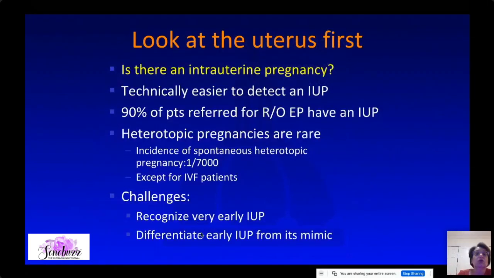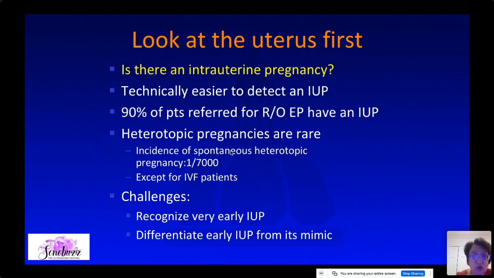So when I have a question in ectopic pregnancy, the first thing I do is look at the uterus, because it's easy to diagnose an intrauterine pregnancy, right? 90% of patients who are referred for rule-out ectopic actually have an IUP. And heterotopic pregnancy, or the presence of an IUP with an ectopic pregnancy, is actually uncommon. So if you have a pregnant patient and you've located the pregnancy in the uterus, you pretty much can breathe a lot easier, unless there are exceptional circumstances, such as patients who are treated for infertility.